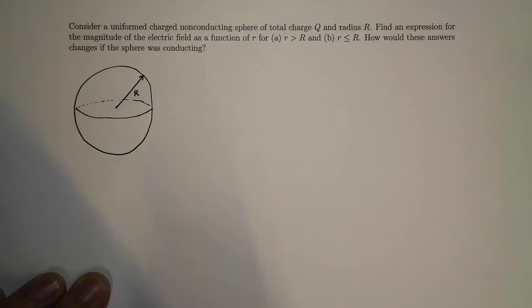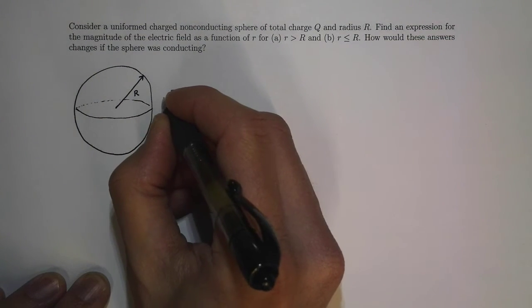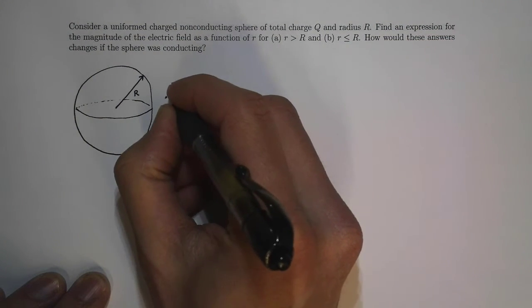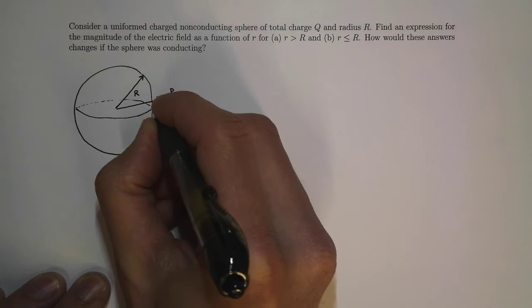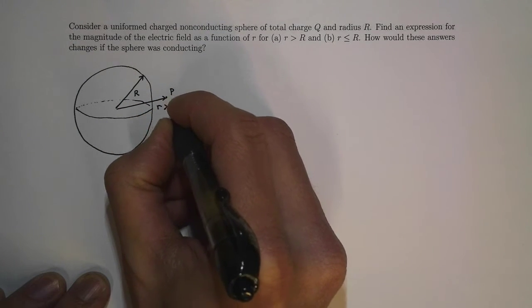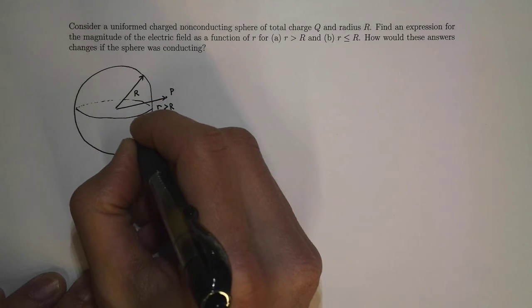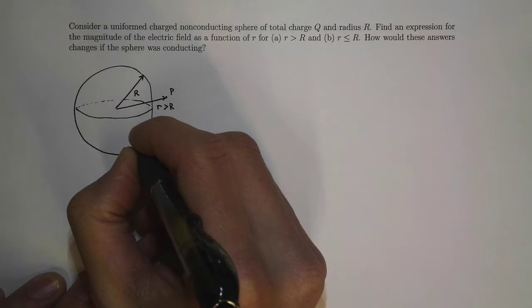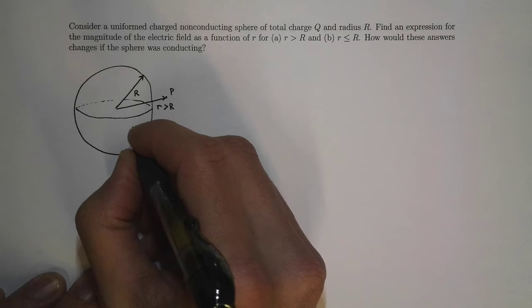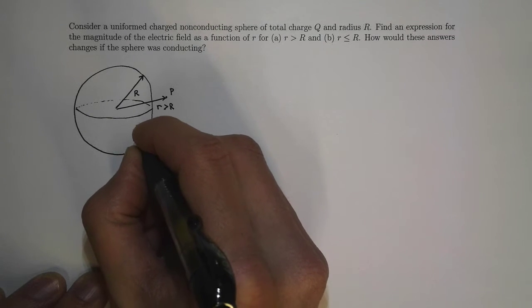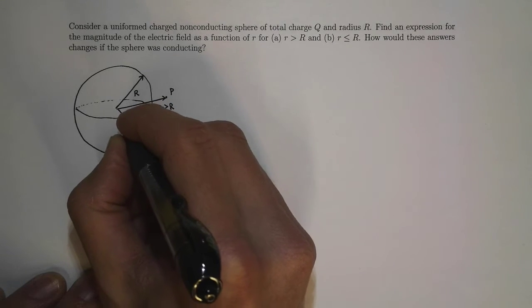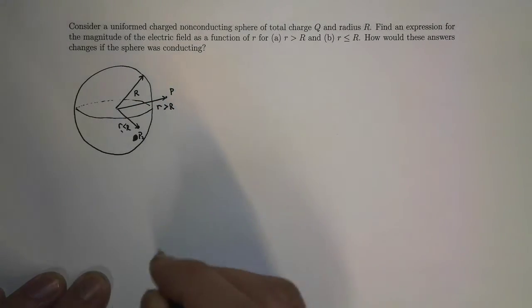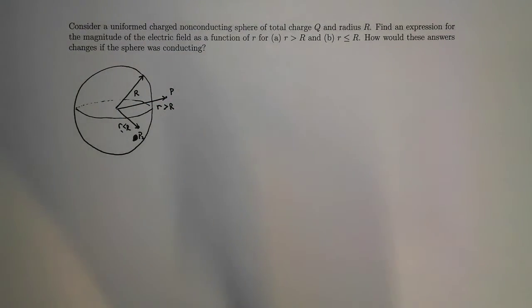And there are 2 points which I care about. First of all, I will care about a point here, let's say this is P, which has some radius r greater than R. And then perhaps another point in here, I'll call this P2, which is some radius r less than R. All right, so we'll work on this in 2 parts.